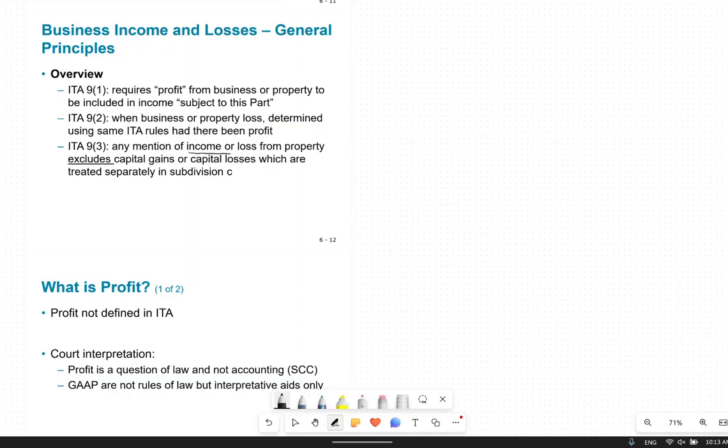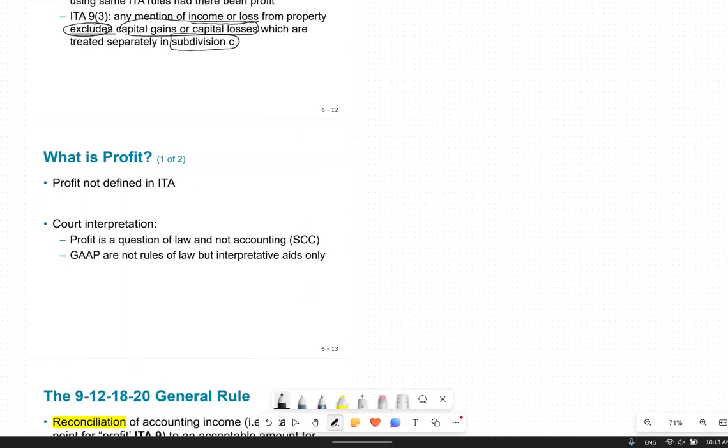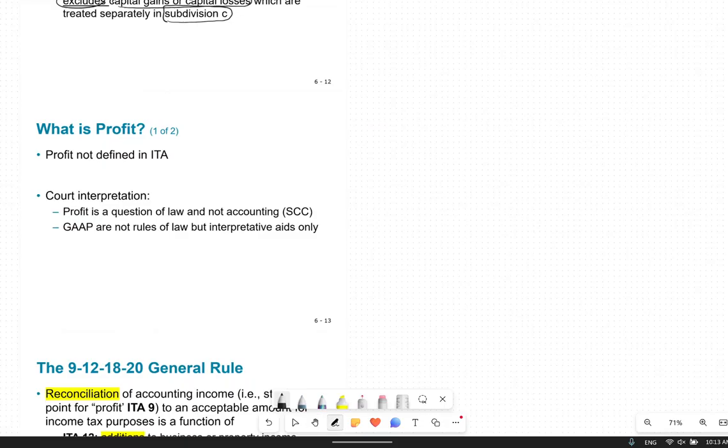Here we have an income or a loss from a property, excluding any capital gains and losses, which will be separately reported under subdivision C. So you have a capital gain, or you can have a capital loss, which will go under subdivision C. Under the Income Tax Act, profit is not defined.